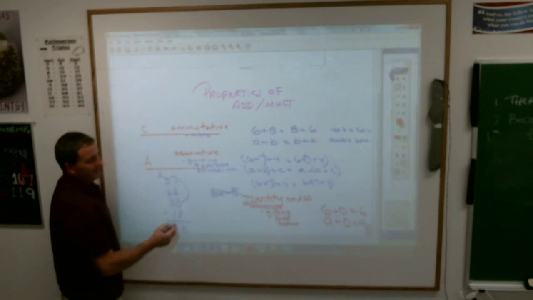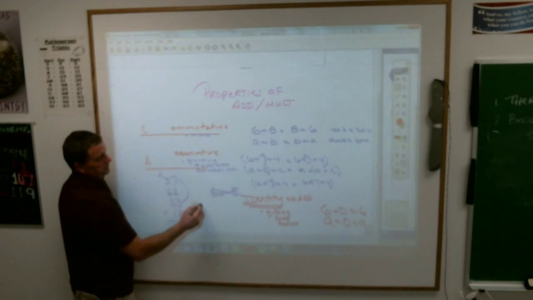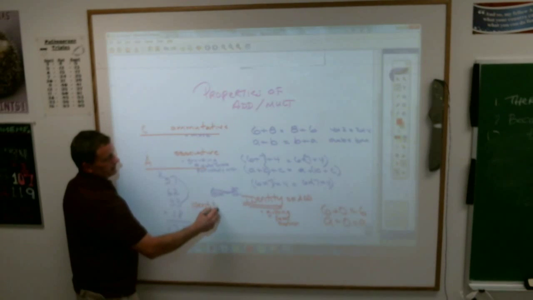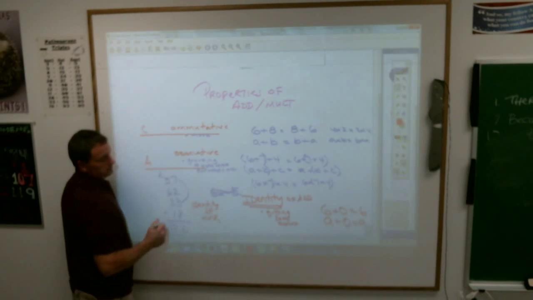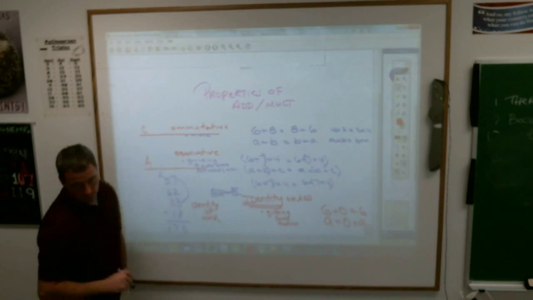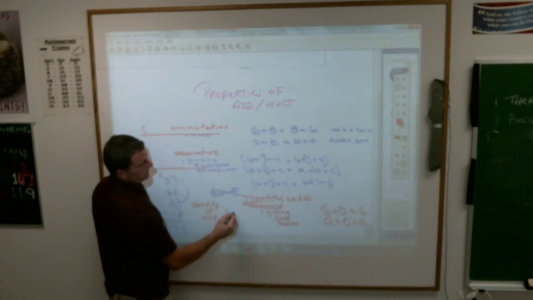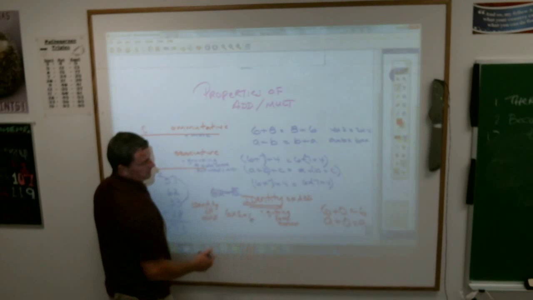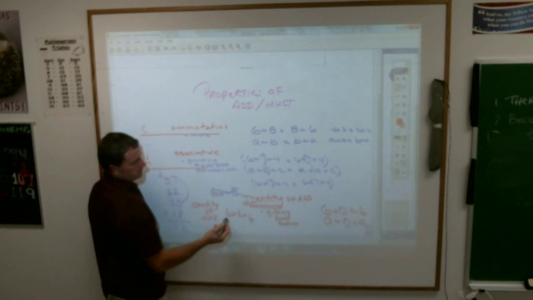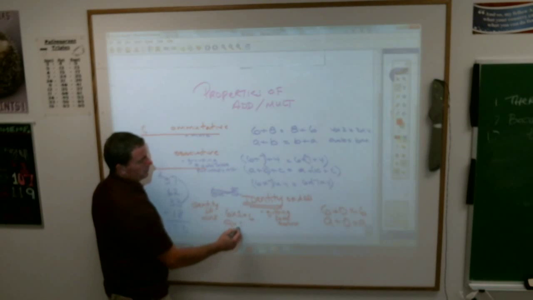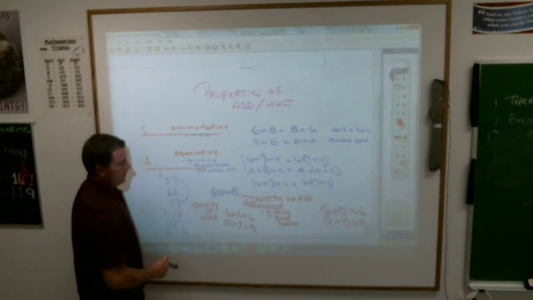So what do you suppose the identity property of multiplication is? Identity of multiplication. Aaron? 1. Exactly. 6 times 1 is 6. So anytime you multiply by 1, A times 1 is going to give you A again.